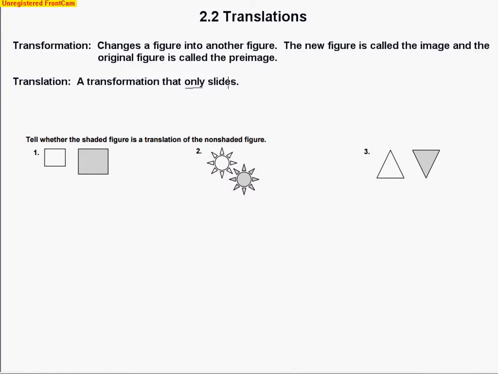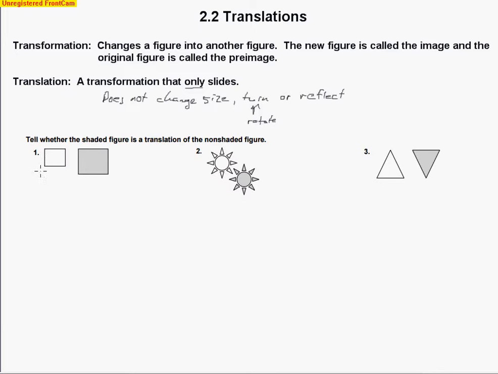It means that it did not change in size, turn, or reflect. And so another word for turn is rotate. So it doesn't do any of these three things. So if we see one of those three, then we know it's not a translation.